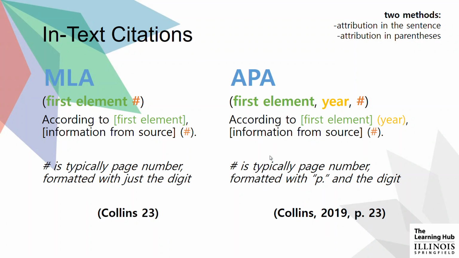The last thing I will mention is the other way of including this information is to break it up, to place some of the information in the sentence as context. And in APA style, whenever you pull information out of the parentheses as context, you always place the year where you place the first element. So the year always goes along with it. So here you would have, for example, "according to Collins," parentheses, 2019, close parentheses, comma, giving the information from the source, whatever it is, and then in parentheses again you would have P period 23.